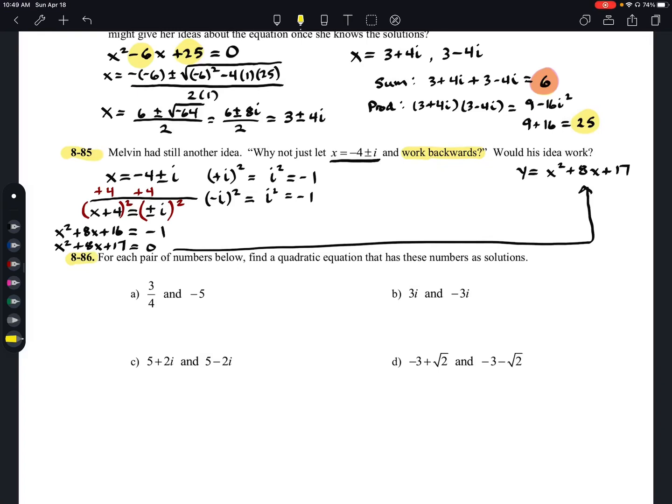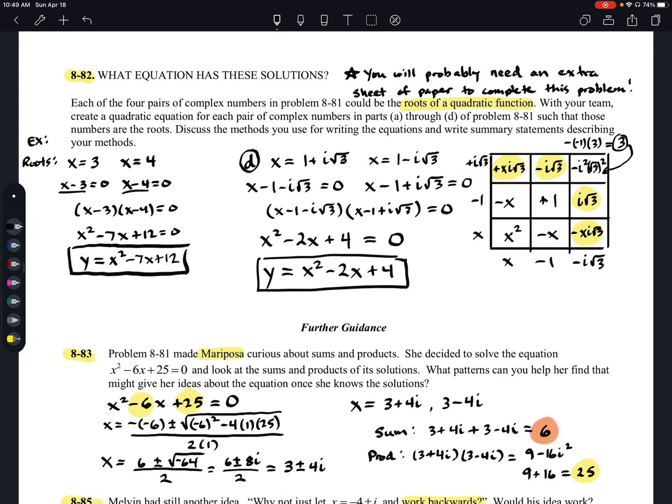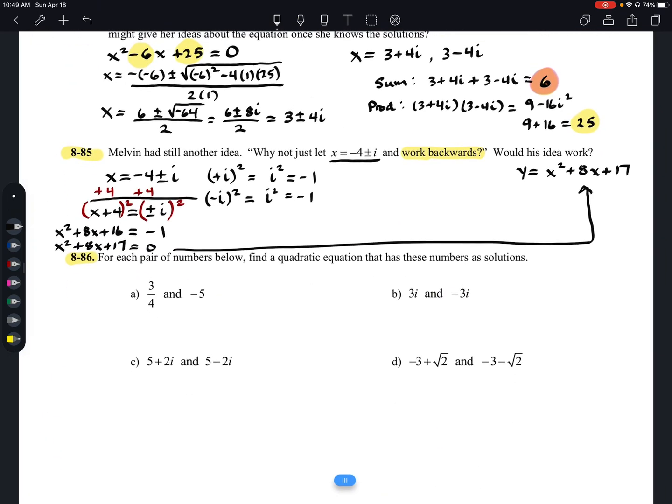All right, this is problem 8-86. It says for each pair of numbers below, find a quadratic equation that has these numbers as solutions. Okay, so we've now gone over three methods. Sorry, this might be where your extra sheet of paper may come in handy, but we've talked about three methods. The first method is to turn into factors and multiply them together.